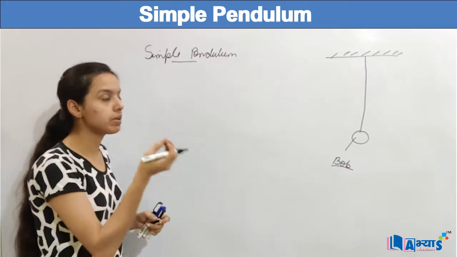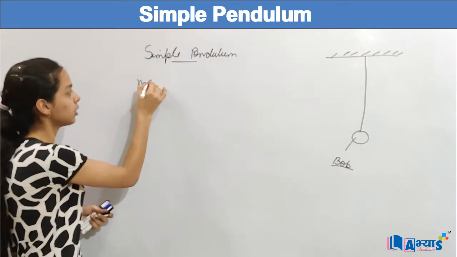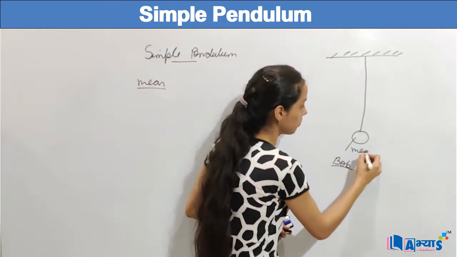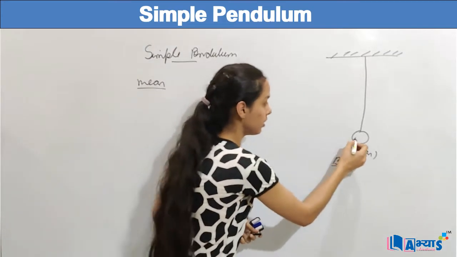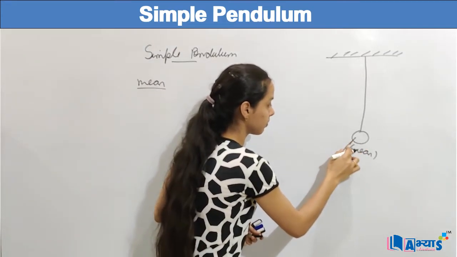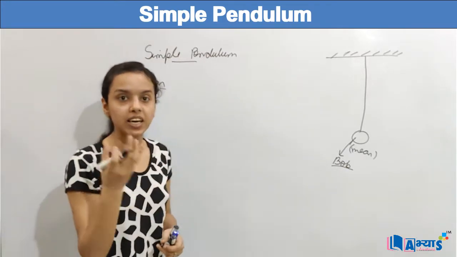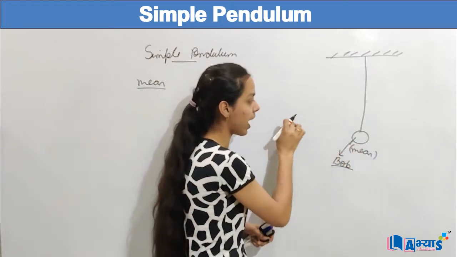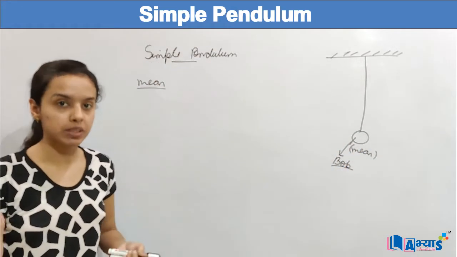Now when the pendulum is at rest, that means it is not moving, so we say it is at the mean position. So this position is known as the mean position. When the bob or the object is at mean position, we say it is at rest. Now when it comes to either side of the pendulum, we say it is at the maximum distance.